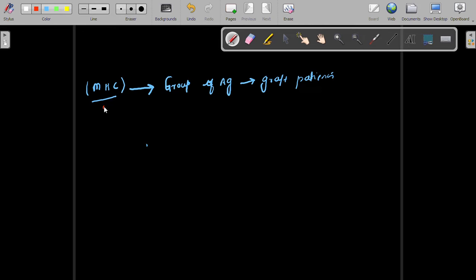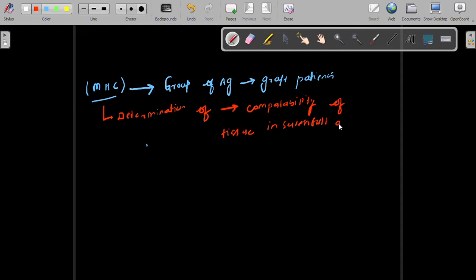And these are important in determination of compatibility of tissue in successful grafting.